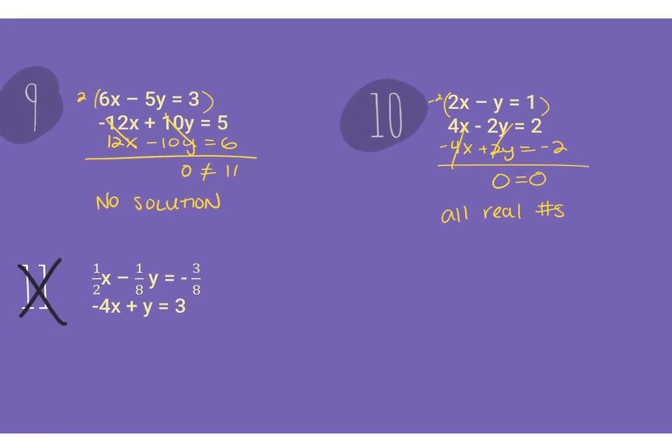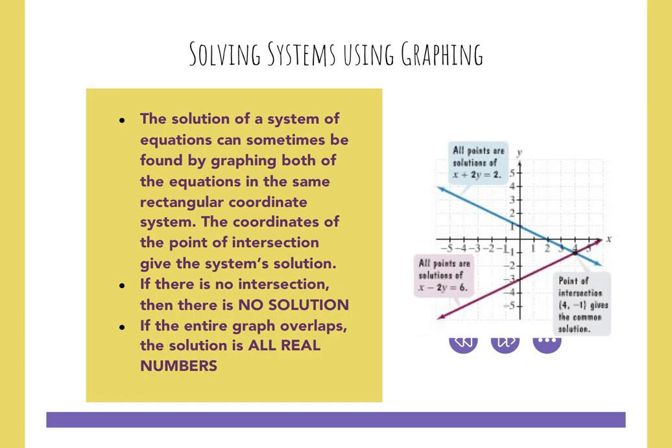Okay, good. All right, so today's is the last of the 3 methods that we're going to use to solve systems of equations, and this method is graphing. So the solution of a system of equations can sometimes be found by graphing both the equations in the same rectangular coordinate system. The coordinates of the point of intersection give the system solution. So we used these already to check, like we did with our graphing calculator. But you won't have a graphing utility when you get these questions on your test.